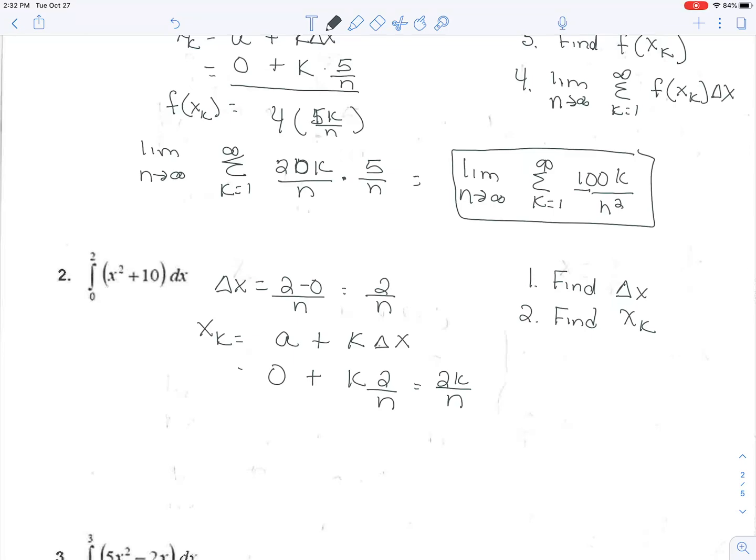Okay? Now we have to find f of x_k. So remember, f of x is this function. So every place I see x, I replace it with 2k over n. So I now have 2k over n, quantity squared, plus 10. And that's going to equal f of x_k.